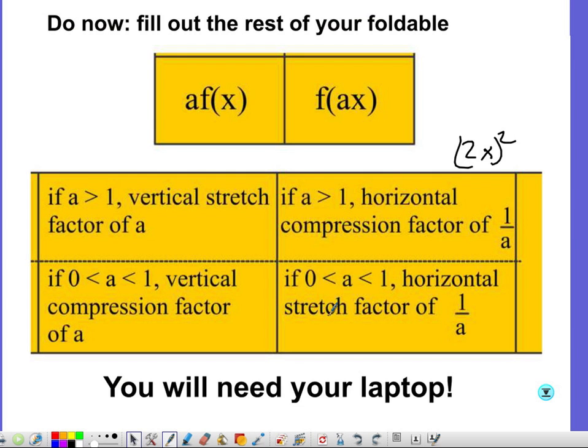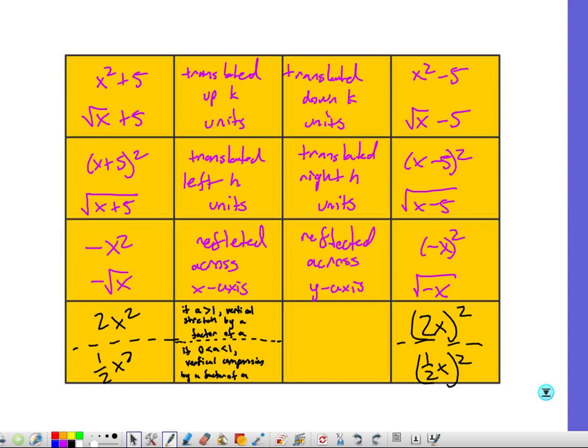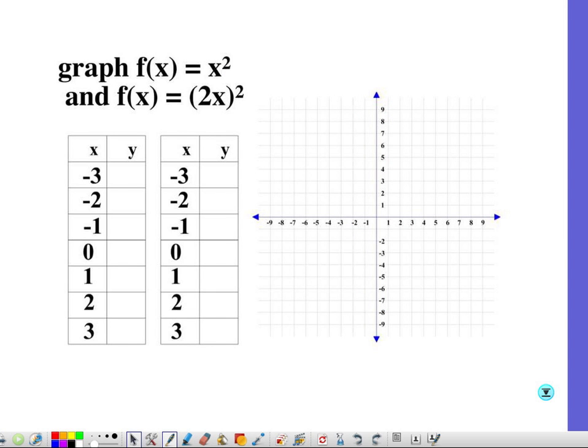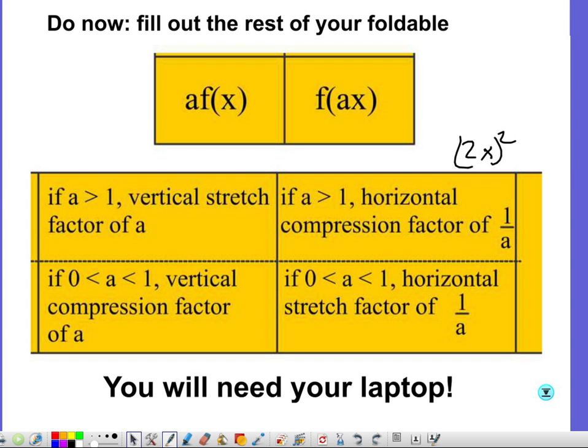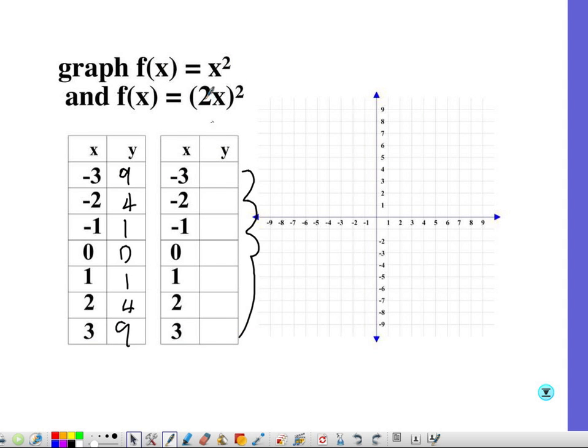So in order to figure out why it is called that, take a look at these two examples. We already know what these are: 9, 4, 1, 0, 1, 4, 9. Figure out what are the values that go here, and then figure out why this is called a horizontal compression.